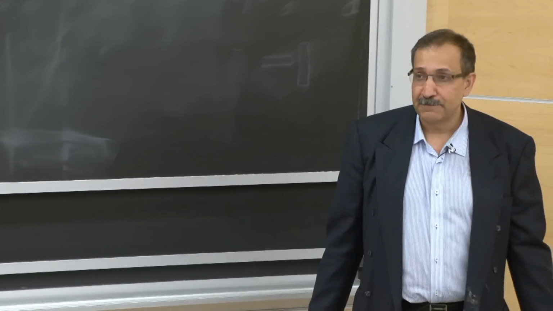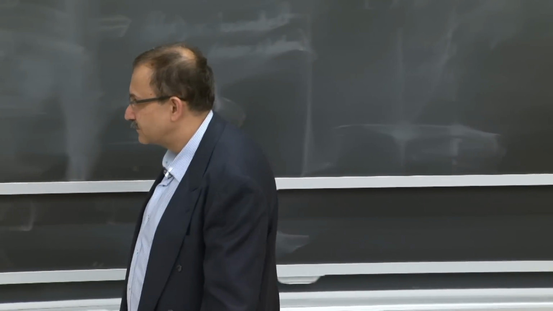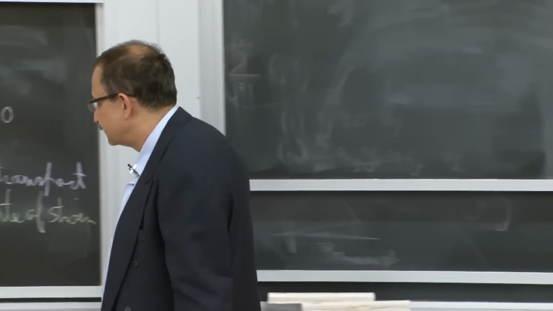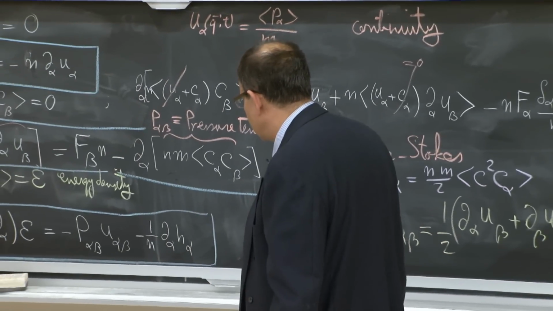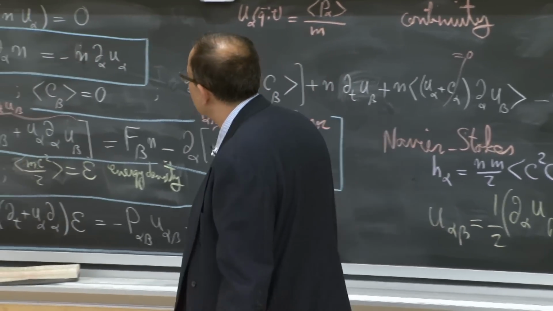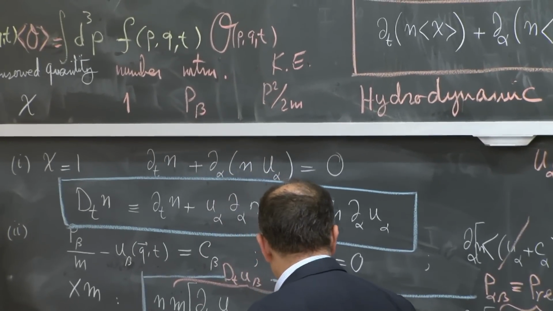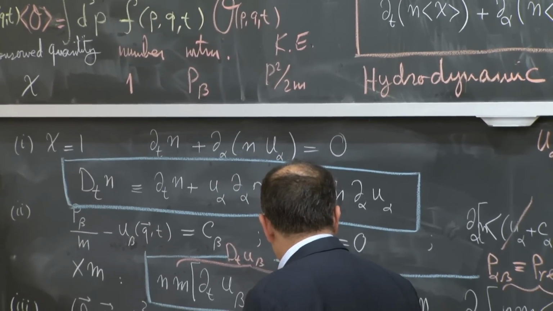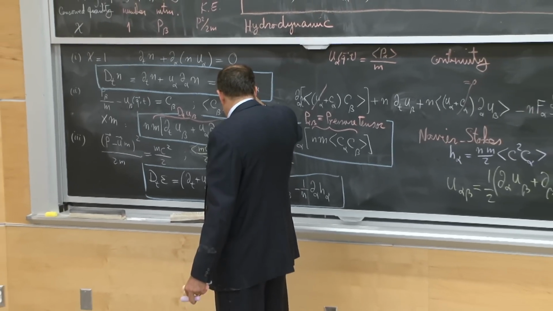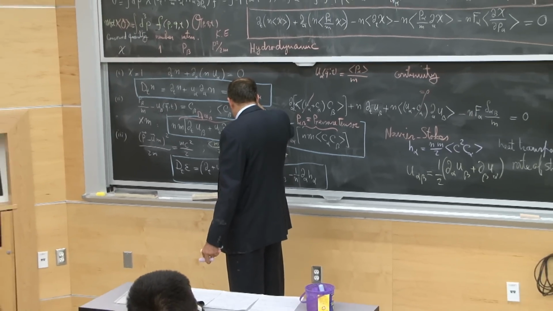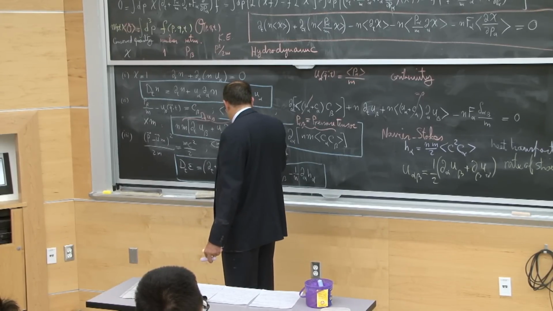Yes? Last equation, isn't that n epsilon instead of epsilon? MC squared over 2. I guess if I put here MC squared over 2, probably it is n epsilon. No, I think in the last equation it's n epsilon. The equation is okay. Definition is okay.